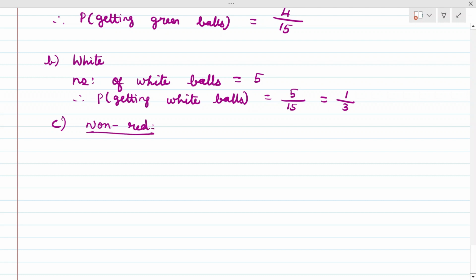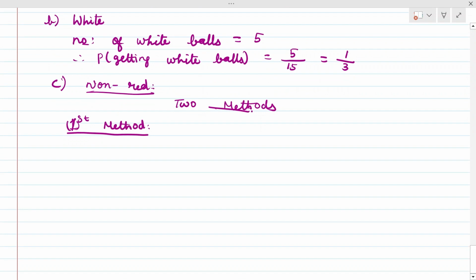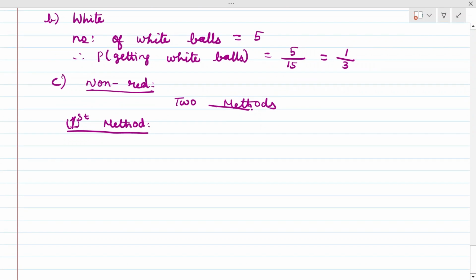In non-red, you have two methods to find out. Both the methods I will explain to you. The first method. There are two methods. Any one you can solve in the exam. It is not required to do both the methods, but whatever it is, you have to learn it. That is why I am giving you both.